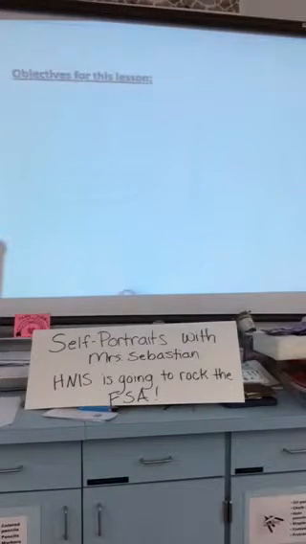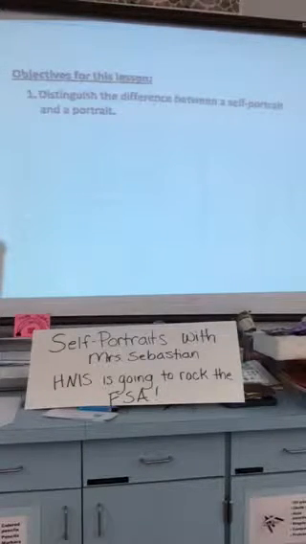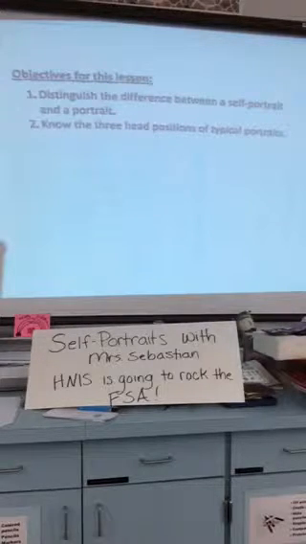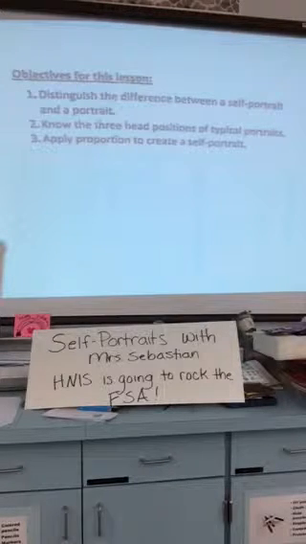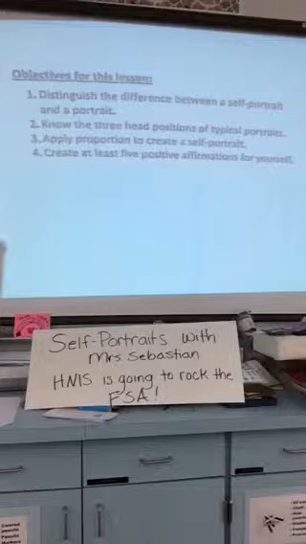Objective number 1, distinguish the difference between a self-portrait and a portrait. Number 2, know the 3 head positions of typical portraits. Number 3, apply proportion to create a self-portrait. And number 4, create at least 5 positive affirmations for yourself. And if you don't know what an affirmation is, no worries, you're going to find out about it.